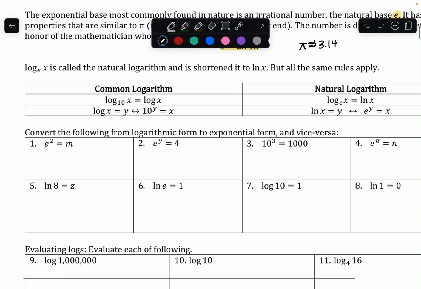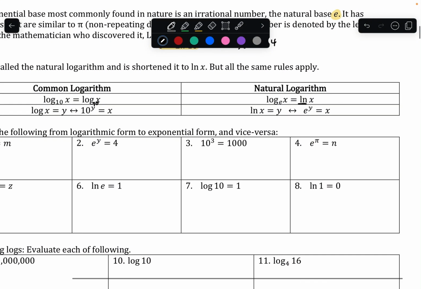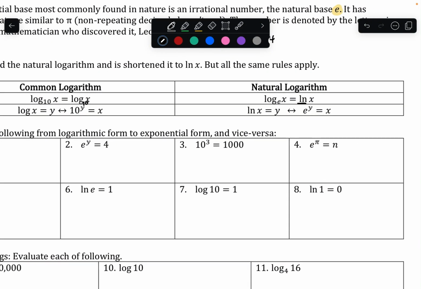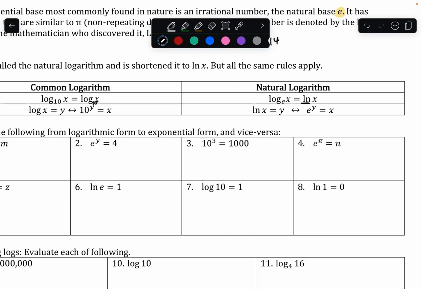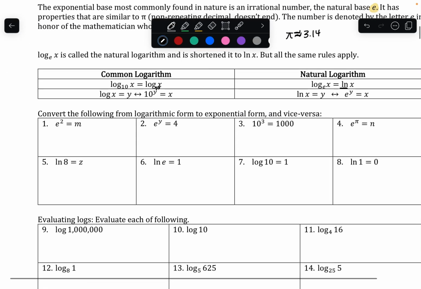And so for common log, we just drop the base altogether. We don't write the base. And so if you don't see a base, you write 10. For log base e, we replace it with ln. A lot of people think that's an "in." It's ln for natural log. And so when we're converting, you're not going to write log base e. That's not standard. You would write ln instead.